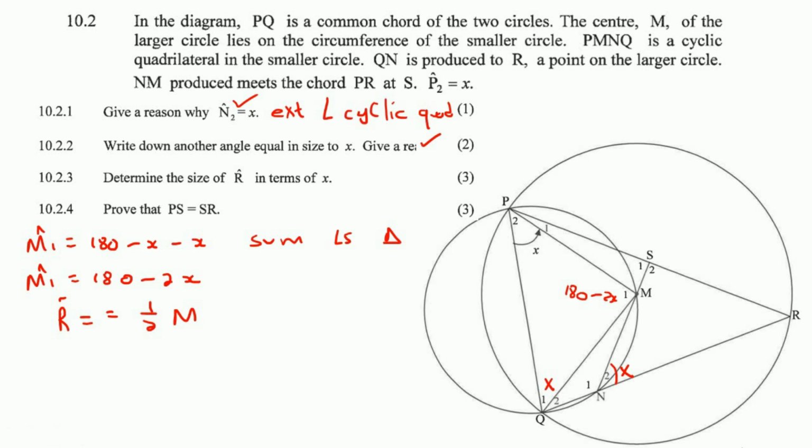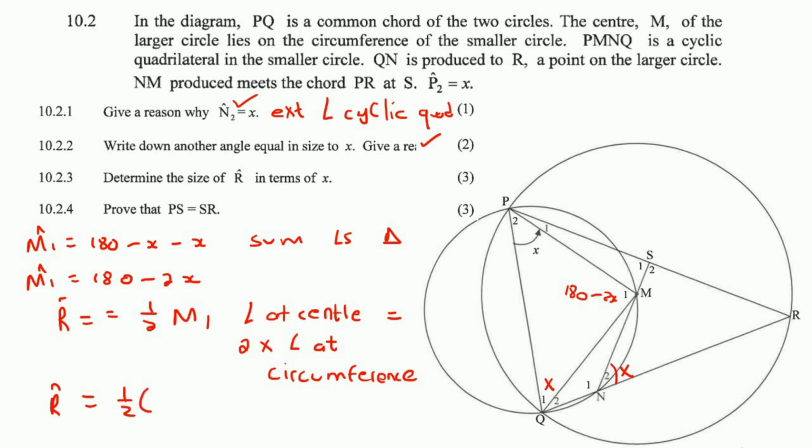Saying r is half of m1, or m1 is double r. It's the same thing, and that's just because the angle at the center equals 2 times the angle at the circumference. Okay, so angle r is then going to be a half of 180 minus 2x, and if you multiply the half in, you should just get 90 minus x. So angle r is 90 minus x.